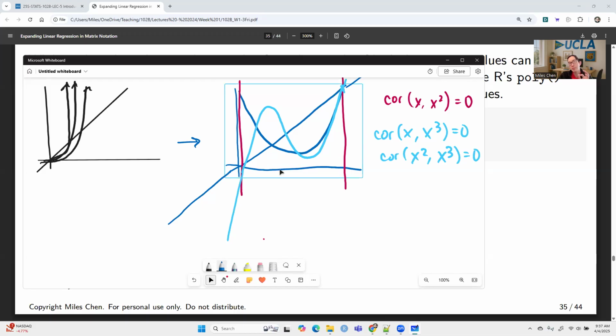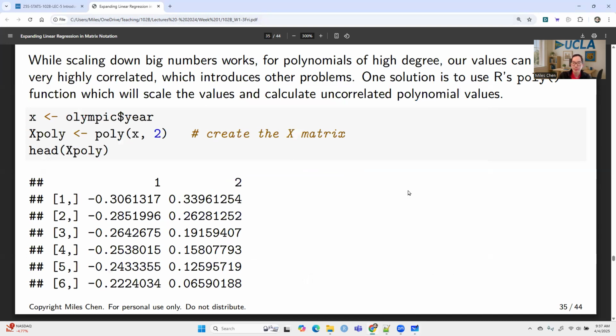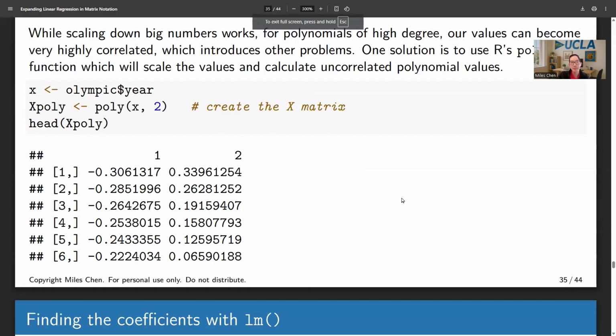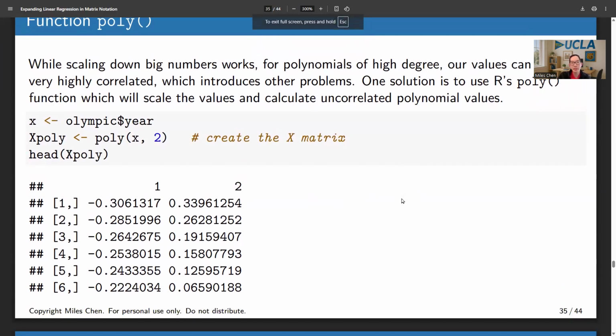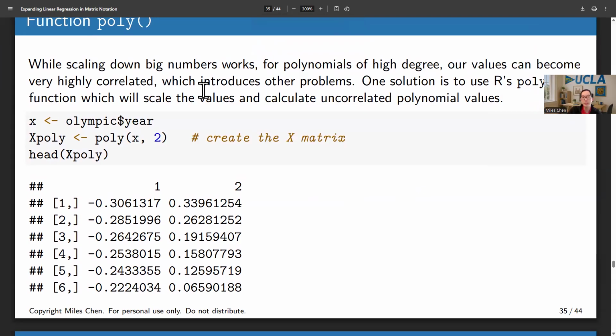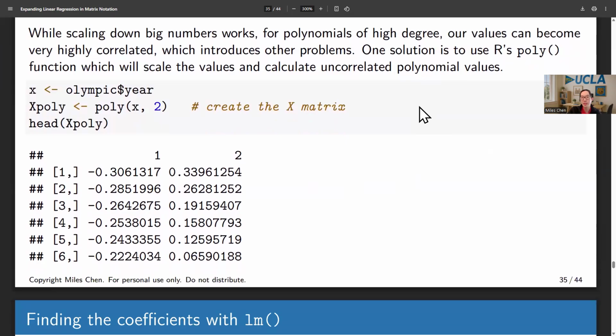And this allows us to pick out, is there truly a relationship with the third order polynomial, or is there truly a relationship with the second order polynomial? Okay. So what did I write? I wrote, while scaling down big numbers works for polynomials of high degree, our values can become very highly correlated, which introduces other problems. And so one solution is to use R's poly function, which will scale the values and calculate uncorrelated polynomial values.